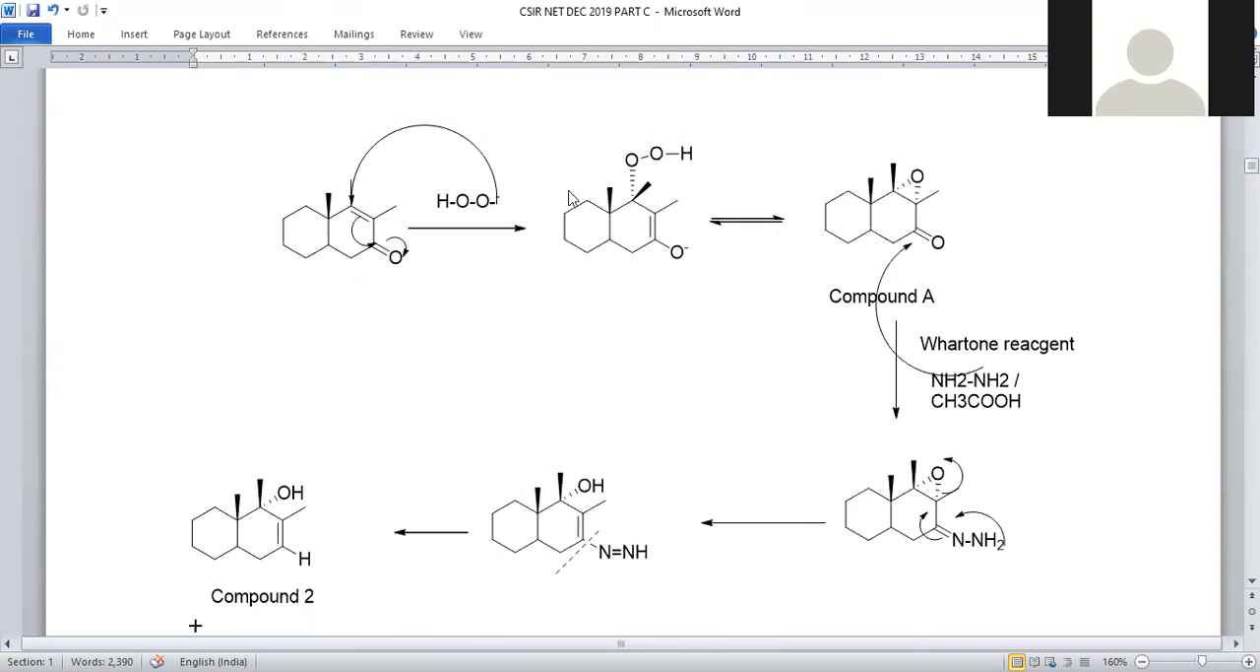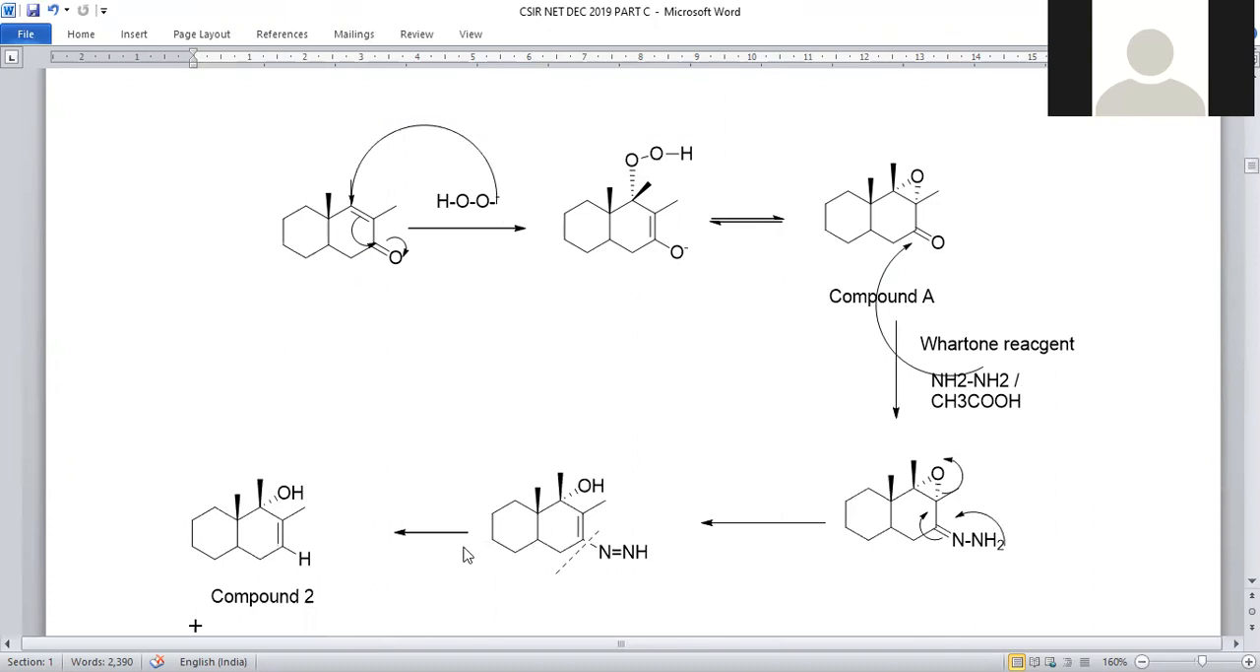This olefinic double bond is attacked by this one from the back end, and subsequent epoxidation is possible. And treating with hydrazine in the presence of acetic acid, what happens here? We will get a carbon-nitrogen double bond, which is known as hydrazone.